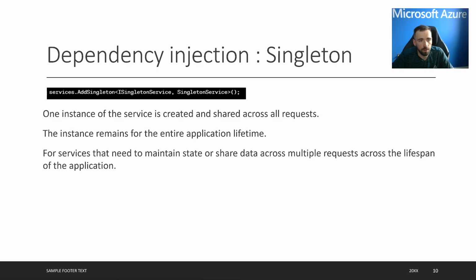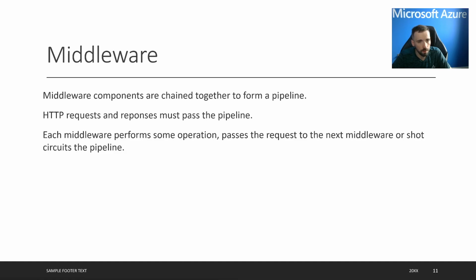We then finally have a singleton, which is one instance of the service created and shared across all requests for the lifetime of the application. The instance remains in place for the entire application lifetime, and it's for services that need to maintain a state or are shared across multiple requests across the lifespan of the application.